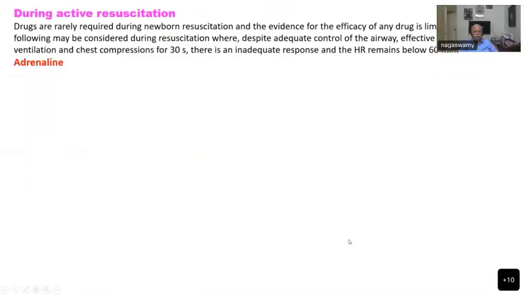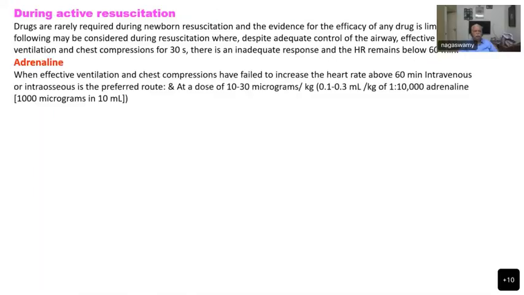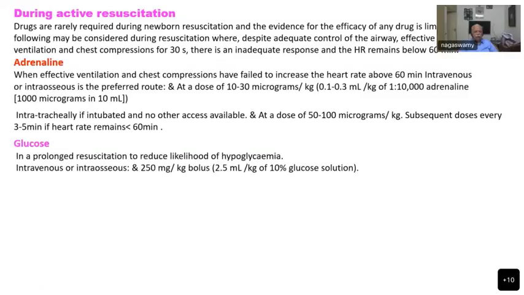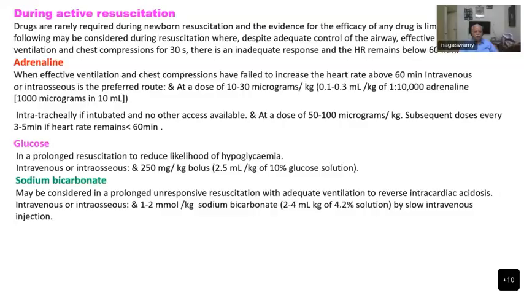Then what are all the drugs you have to use for active resuscitation? When the heart rate is not picking up, you go for adrenaline. The dosage was described nicely by Sanjeev Raju, 10 to 30 micrograms. It is better to say micrograms rather than milligrams, because it's a very small dose. Intratracheally also, if the patient is intubated, you can give. You have to always watch glucose levels during resuscitation, so they should not be hypoglycemic. You can use 10% glucose, and rarely you can use sodium bicarbonate if it is a prolonged resuscitation, not in short resuscitations. You can give 1 to 2 millimole per kg.